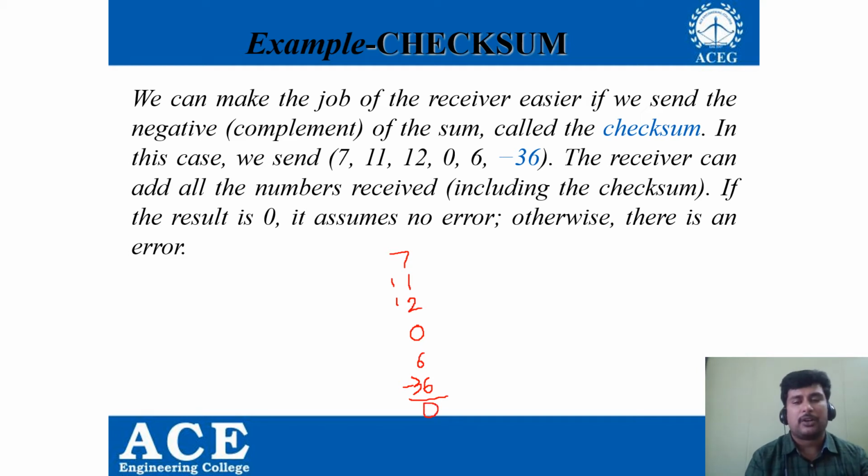So if you are adding all the numbers including the checksum at the receiver, and if the sum is equal to 0, it means that no error has been generated. If it is not equal to 0, there is an error generated during the transmission.